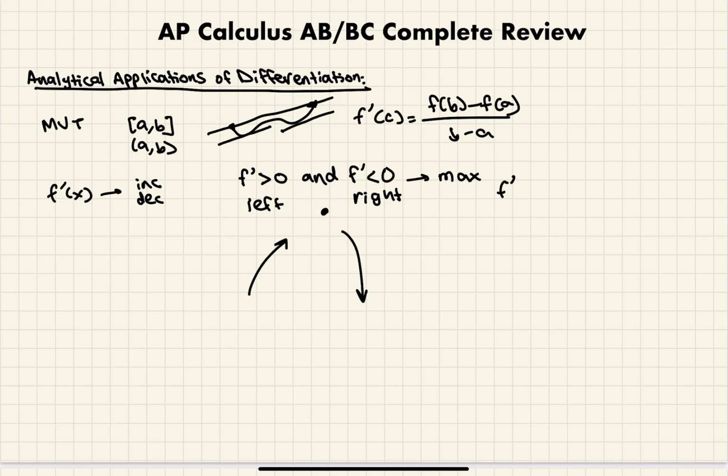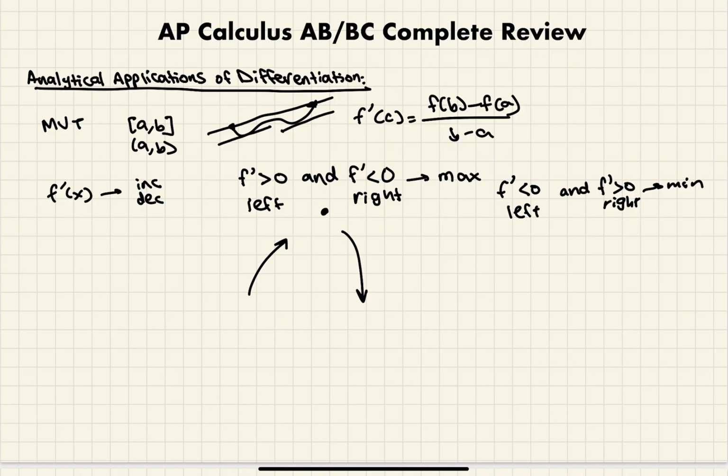If f prime of x is less than 0 to the left and greater than 0 to the right, then it's a minimum. If it's any other combination, like greater than 0 on both sides or less than 0 on both sides, then it's not a local extremum. It's not a maximum or a minimum. It's just a random critical point. These are all local extrema, local maximums and local minimums.